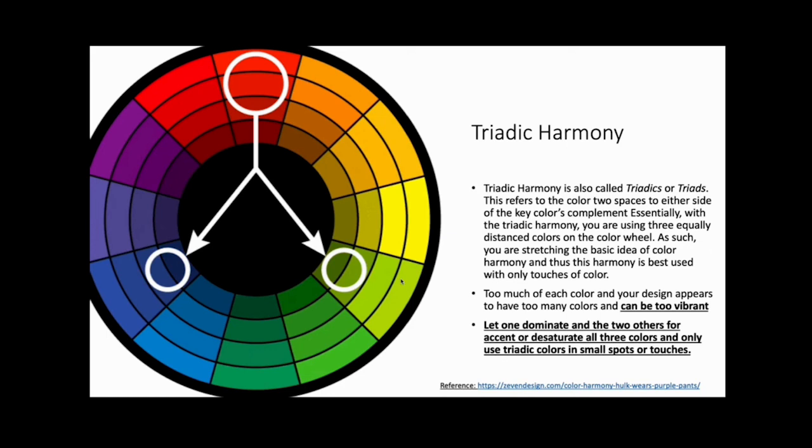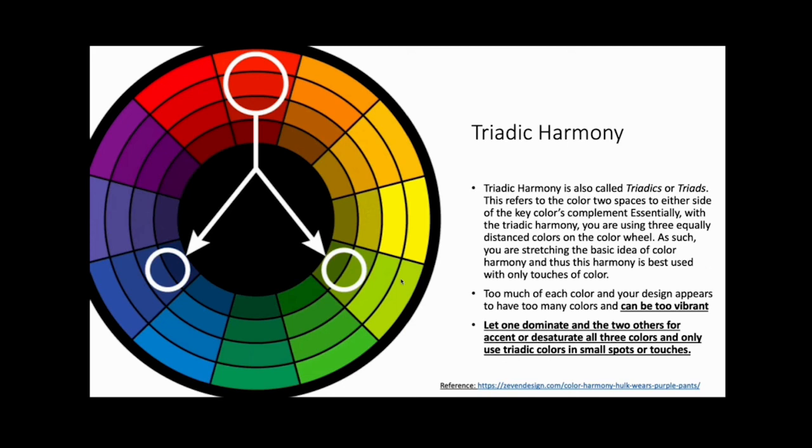Okay, the next one here is a triadic harmony. This is also referred to as triadics or triads. And basically these are each equidistant from each other on the color wheel. A lot of times the main one for this is the red, blue, and yellow, which are your primary colors. They are your most widely known triadic harmony. The one thing about these, they work really great, but if you have too much of each color, it can be too vibrant. It can be too much.